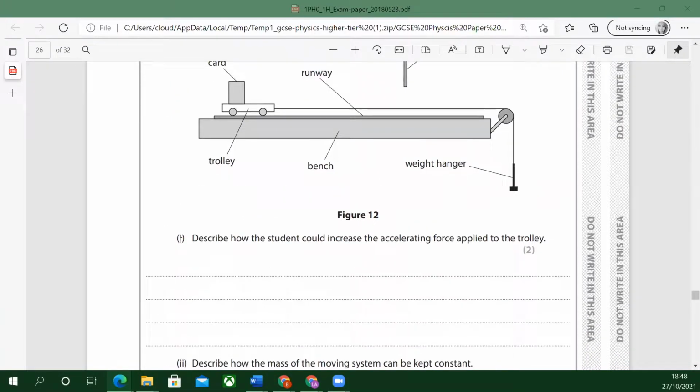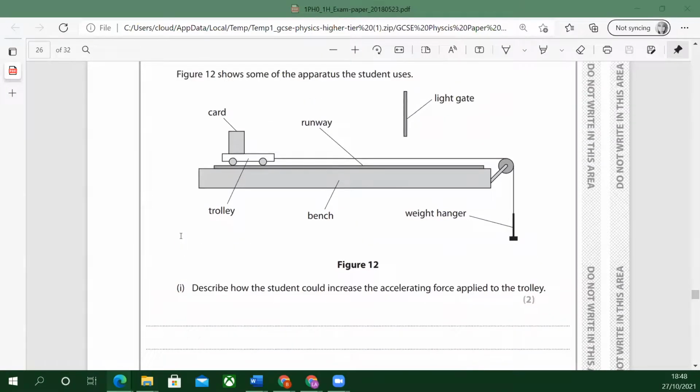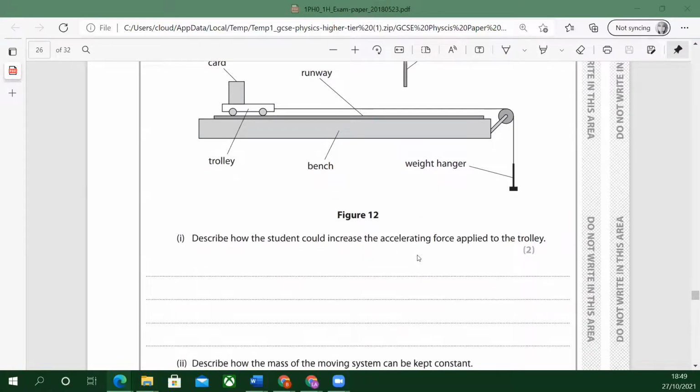Number 1, describe how the student could increase the accelerating force applied to the trolley. There's no motor on it or anything. This thing's called a pulley, a little wheel, and the weight's going down. You've seen the weights on a clock, like my grandfather clock. The weight is pulling it down. That's 2 marks, so all you have to do is very, very simple.